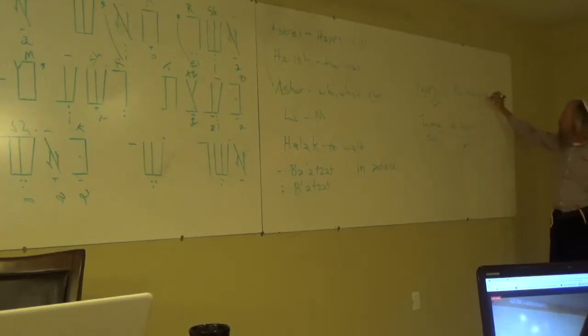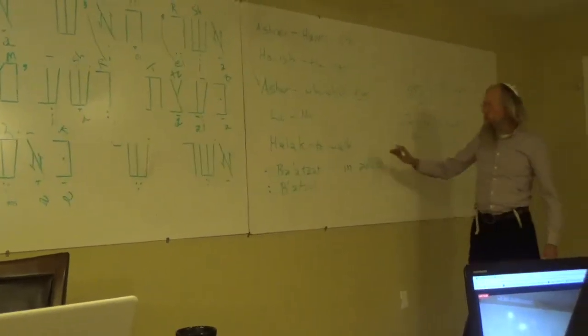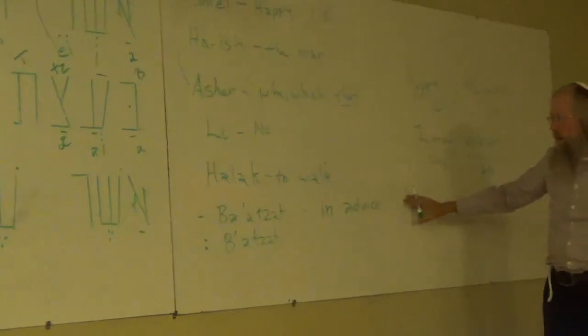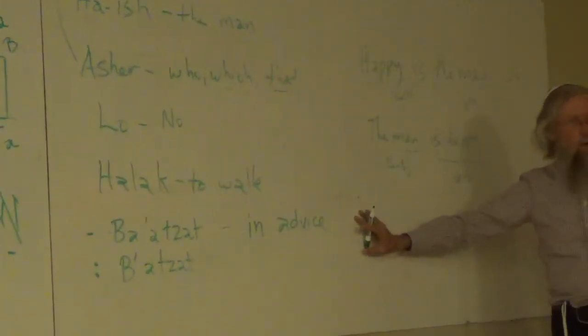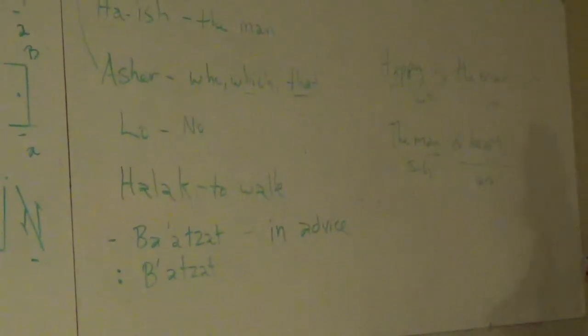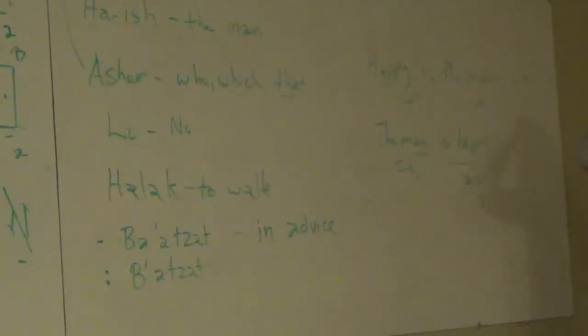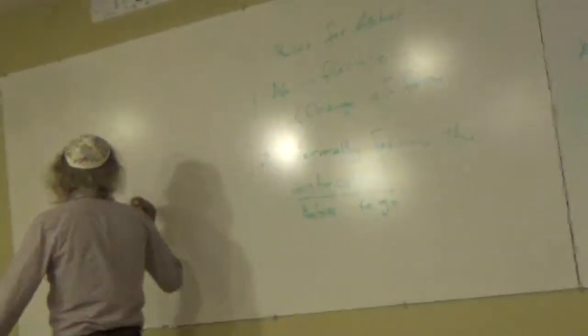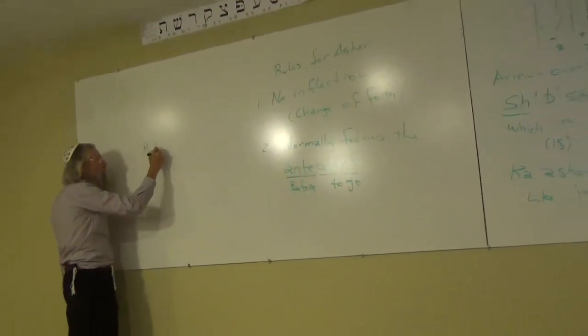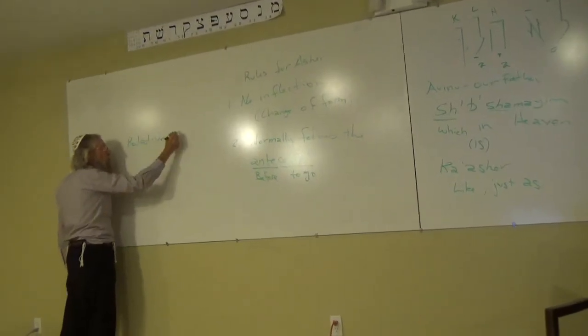So you're going to go here. Who does not walk in the counsel of the ungodly. Who does not walk is called a relative clause. Everyone say relative clause. It's called a relative clause. Why? Because there's relatives there.